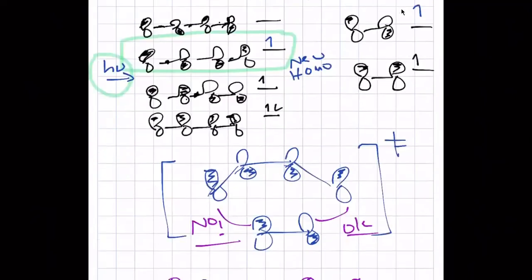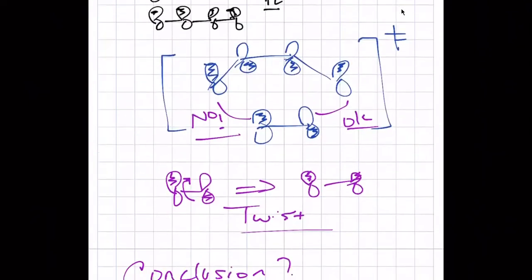Here, you would have to actually twist the LUMO of the dienophile to get these two lobes to overlap right here and right here. You have to twist it so that these two could overlap. Right? Does that make sense? But that takes so much energy that it is not going to happen.